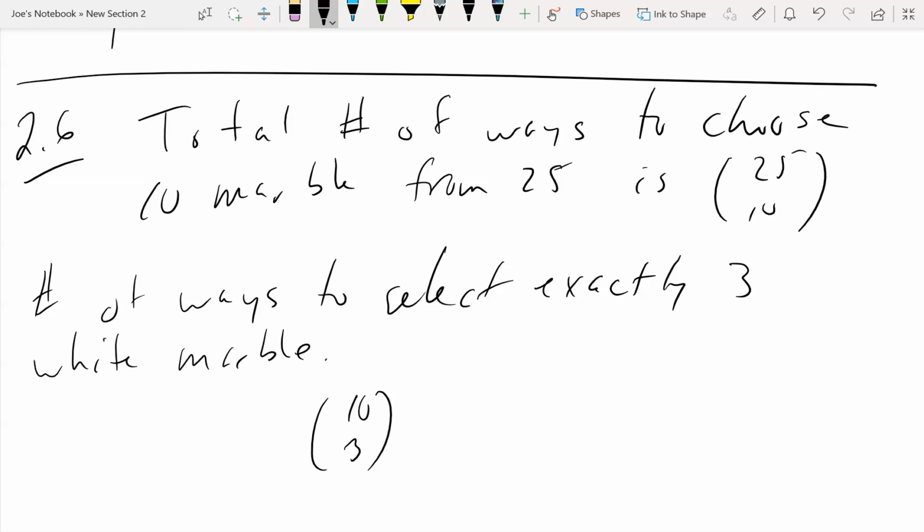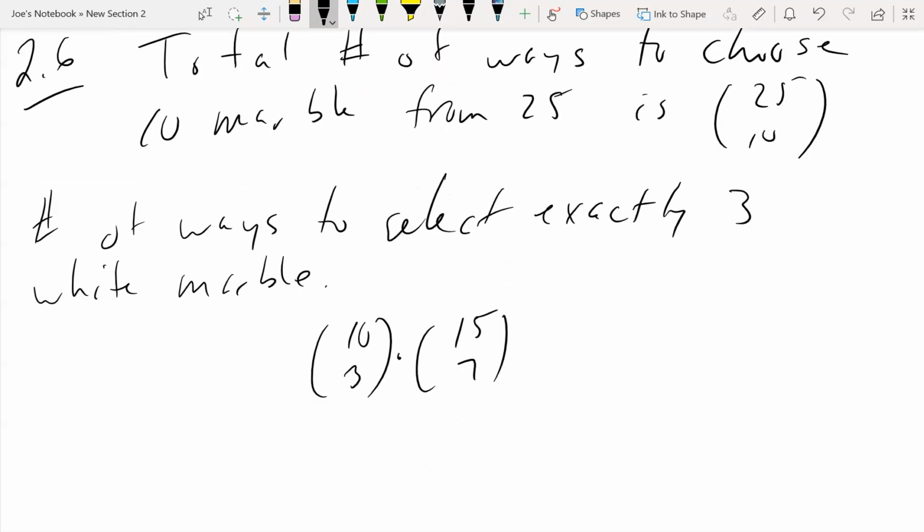Where are those 7 going to come from? The other one, was it black? Okay, good. The other 7 have to come from the black marbles, right? How many ways are there to choose 7 black marbles? 15 choose 7. And again, we can think of this as tasks, right? First choose the white, then choose the black. Correct? So we would multiply those two together to give us the total number of ways. And then we would divide to get the probability, right? This would be your numerator, this would be your denominator.